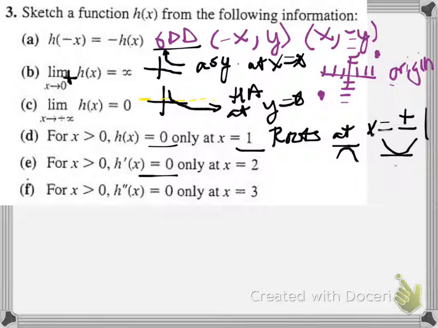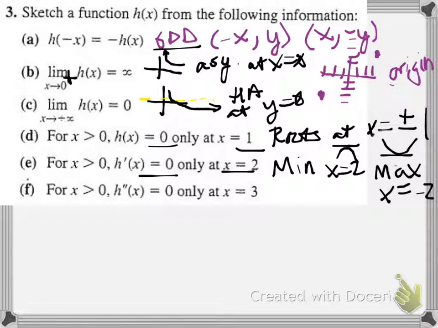Well, to be most specific, this is telling me that at x equals 2, there is a max or a min. Well, there's actually going to be a min at x equals 2. And because this is an odd function, I'm going to end up having a max at x equals -2.